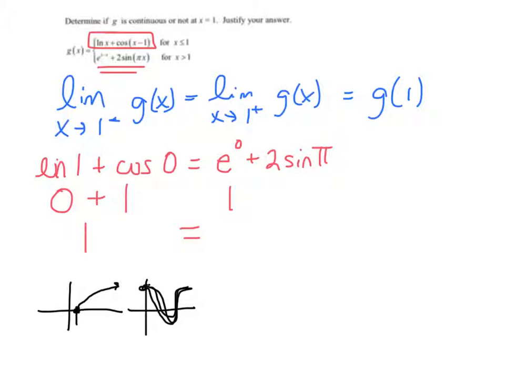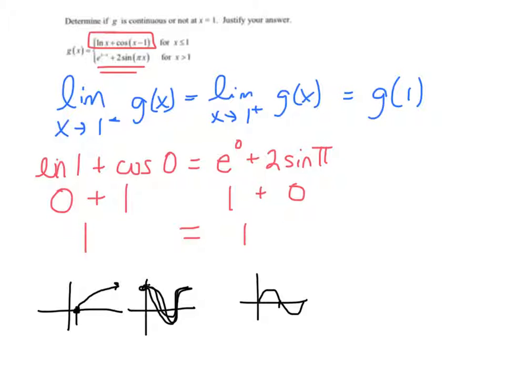Plus, okay, looking at our sine graph for a second here. Our sine graph looks like this, and right here is pi. So sine of pi is in fact 0. 2 times 0 would be 0. So we do get 1 back. So that confirms that the limit as x approaches 1 does exist. The limit exists at 1.